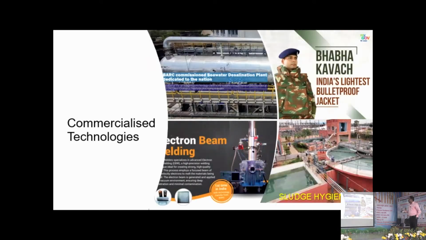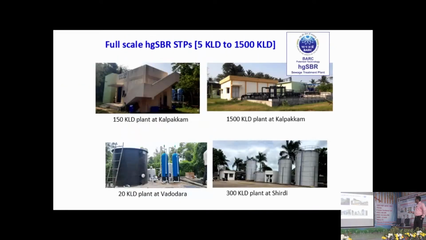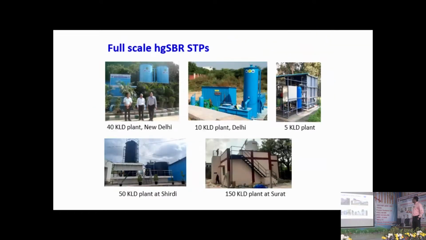So just before finishing off, I will show some of the commercialized technologies. If you go to Bombay railway stations, you will find water filters like this using our ultra filtration technologies. This is an RO based one at Mayurbhanj, Odisha, and whether it is Karnataka or Rajasthan border, we have such plants. This hybrid granular, I told the sequencing plant, so many plants have come at most of our colonies. Now it is spreading outside also.